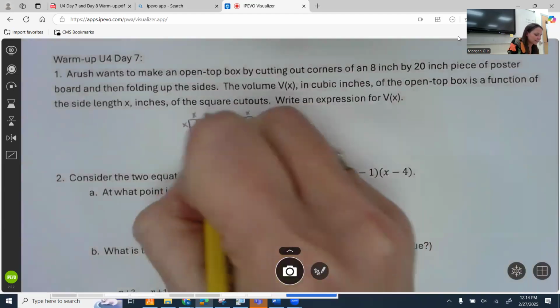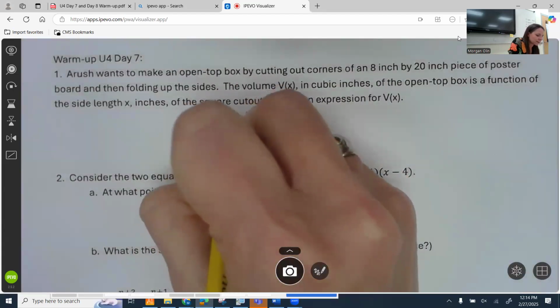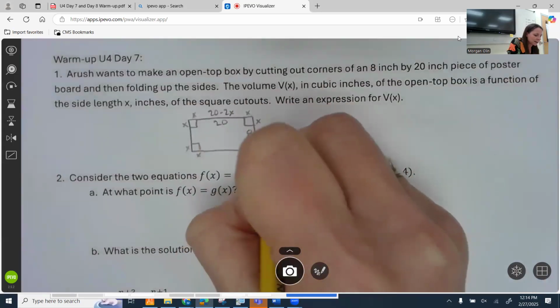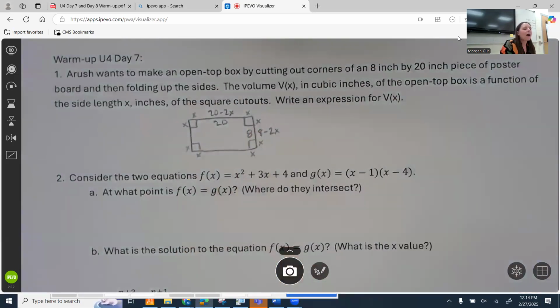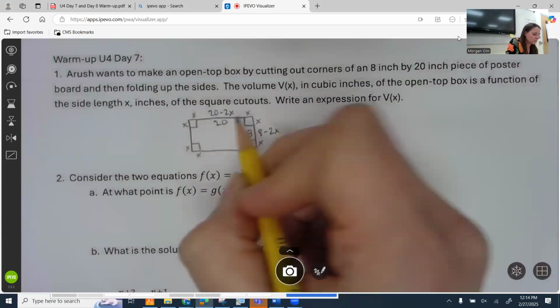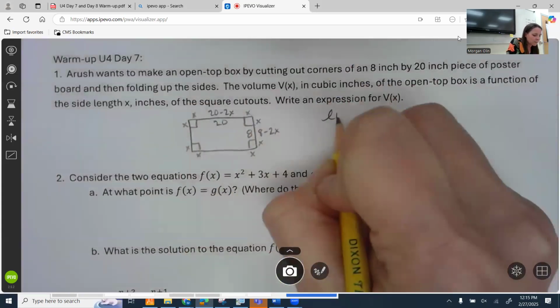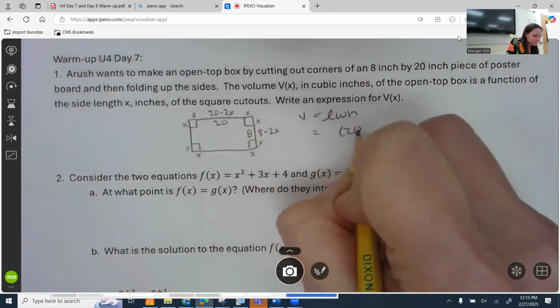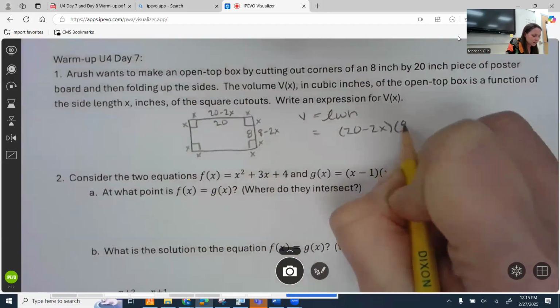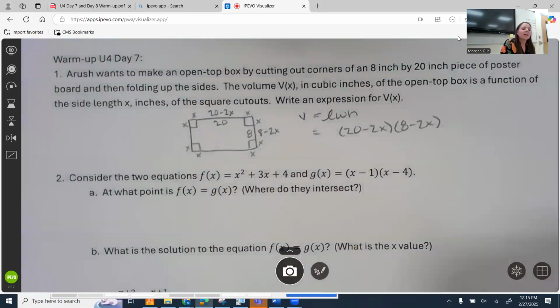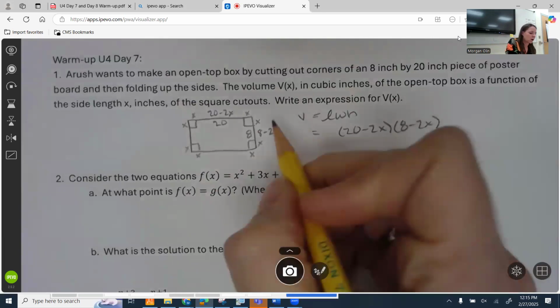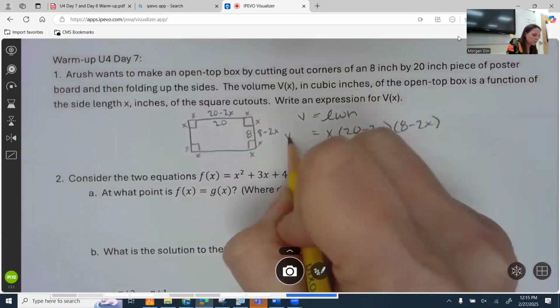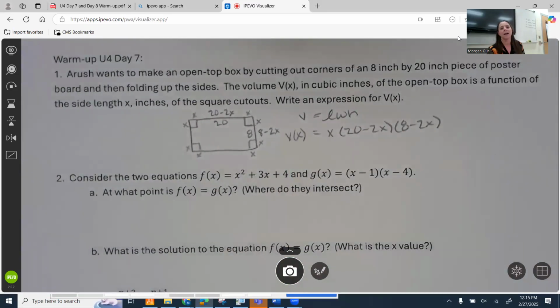Well, this side, you got to take away 2x's. So 20 minus 2x. And then right here, you're going to do 8 minus 2x because there's 2x's. Well, now how do you find the volume of the box? Well, the volume of the box is length times width times height. So we do length times width, base, or base times height, either way. And then the height of our box is going to be X because if you think about folding it, it's going to be X tall, this tall. So here we wrote an expression for V of X.